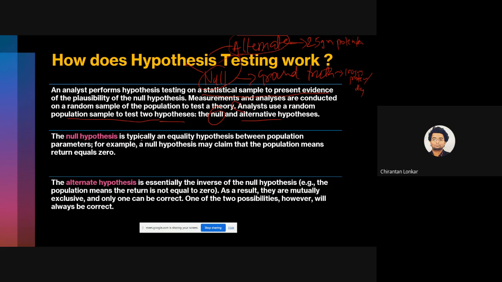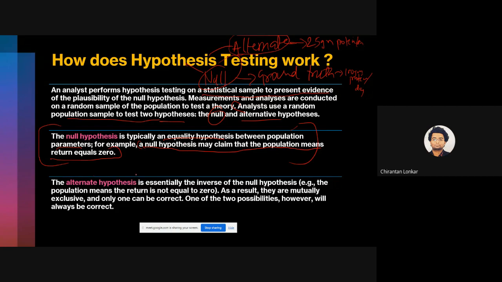Null hypothesis is typically an equality hypothesis between population parameters. For example, null hypothesis may claim that the population mean return equals zero. These are just technical definitions. You don't have to really mug them up, but have an understanding.